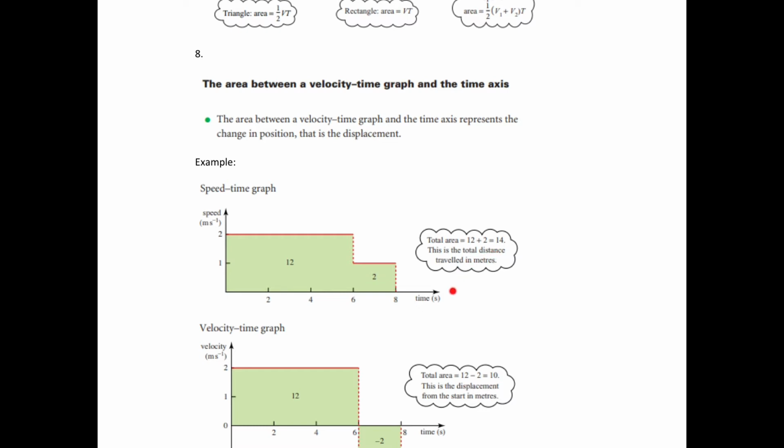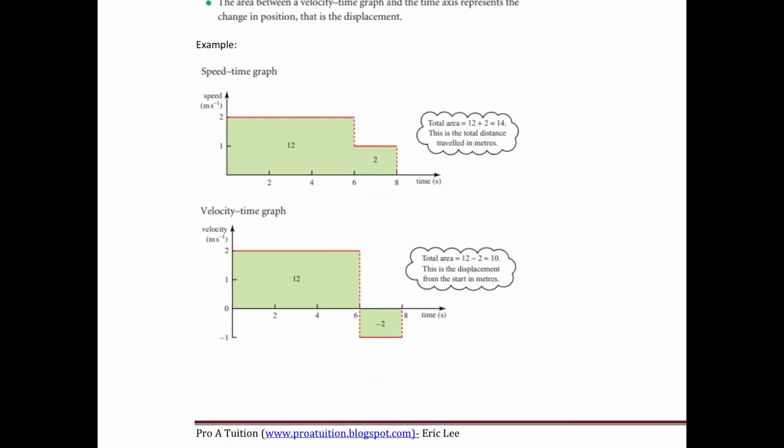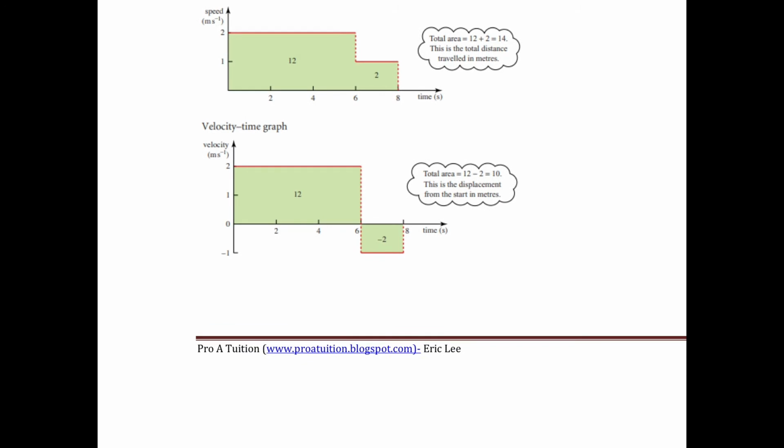Okay, so let's see the next one. This is speed time graph. So basically, we have to say that for speed time graph, area represents total distance. Okay, so now let's move on. The next graph given is velocity time graph.